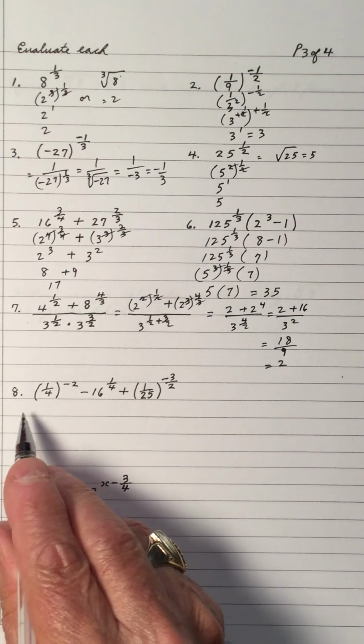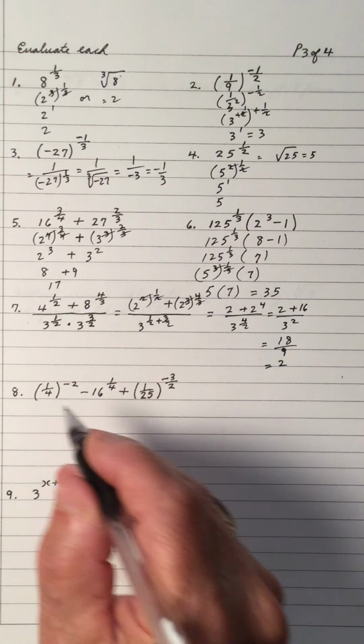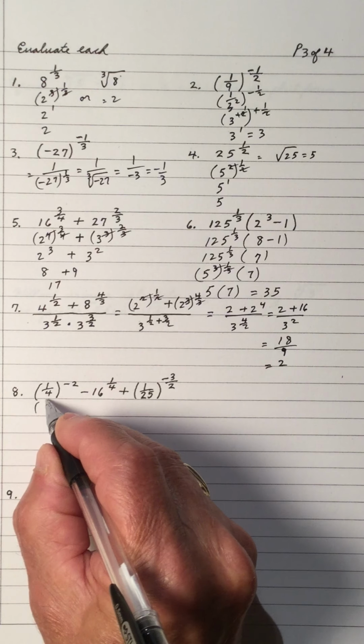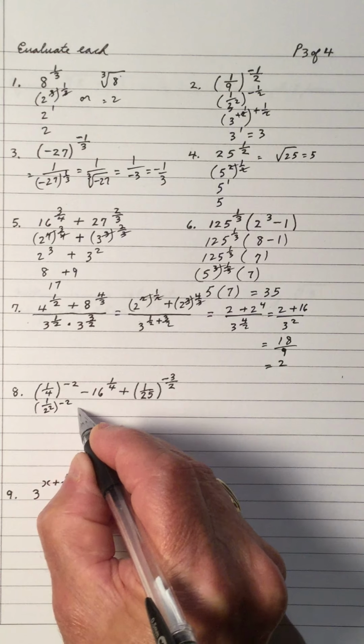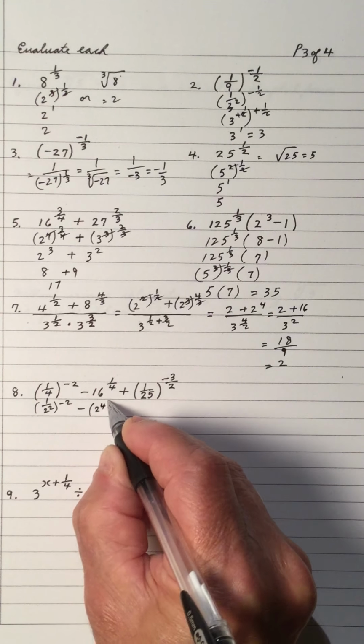Number 8, we have to work out, let's simplify the brackets first. And let's see, the brackets is 1/4 is 1/2 squared. 16 is 2 to the 4.